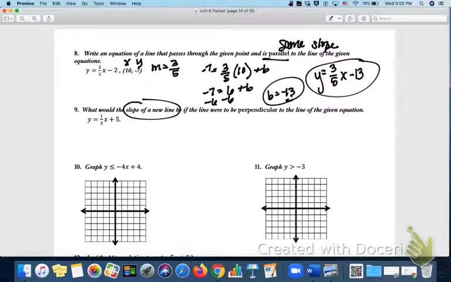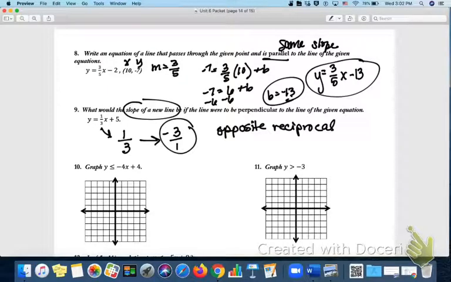Number 9. What would the slope of a new line be if the line were to be perpendicular to the line given? The new slope. So all we're doing is identifying a new slope. The slope in the given equation y equals 1/3 x plus 5 is 1/3. Opposite reciprocal. It's a positive, so our new slope needs to be a negative, and reciprocal means to flip it over. So if we flip 1/3 over, we get 3/1. So our opposite reciprocal and our new slope would be -3/1.